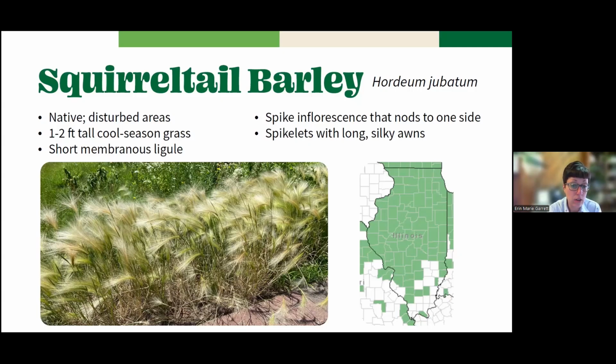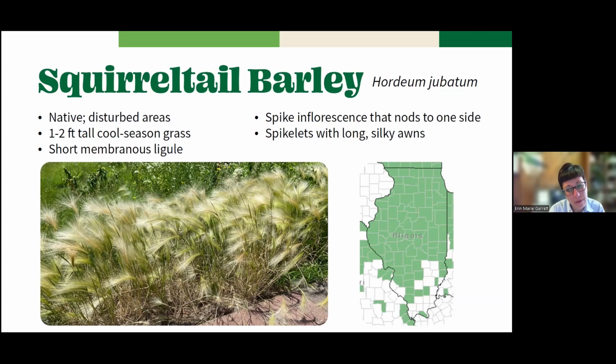And we can look for a short membranous ligule. But really, what's going to do it for this one is to see it in bloom, right? It's very distinctive. It has that spike. It's going to nod to one side, but it has all of those long awns, okay? And they're really silky if you were able to run your hand on them. And it looks like a squirrel's tail. I've also heard it as foxtail barley. So whatever furry critter you want the tail to use as your reference works for this one.